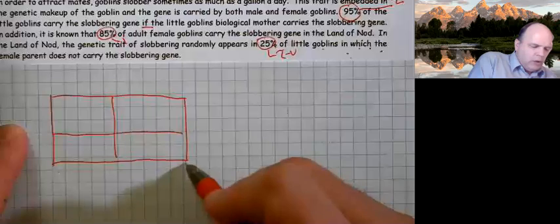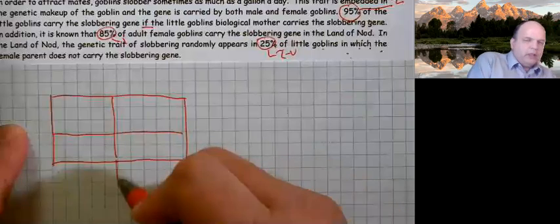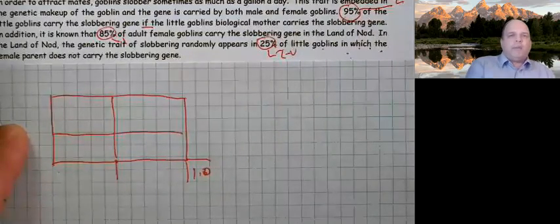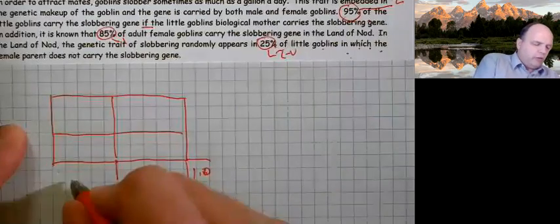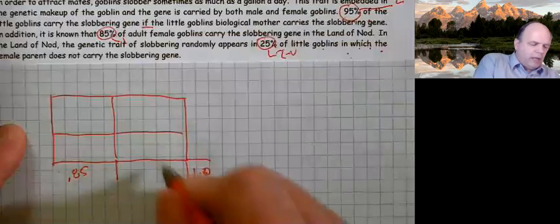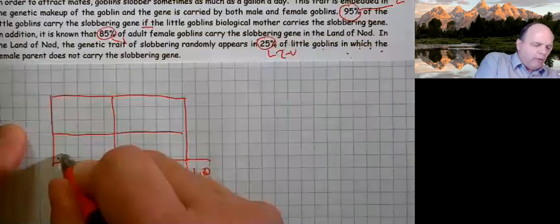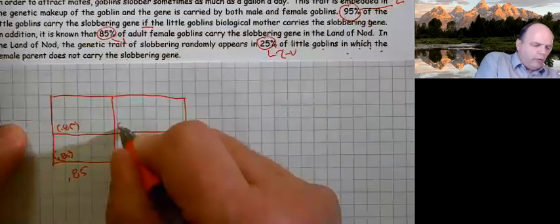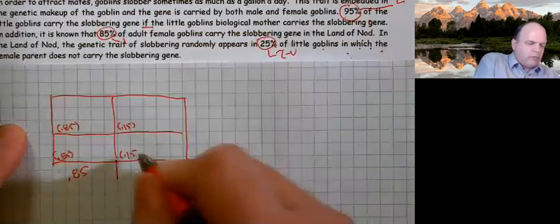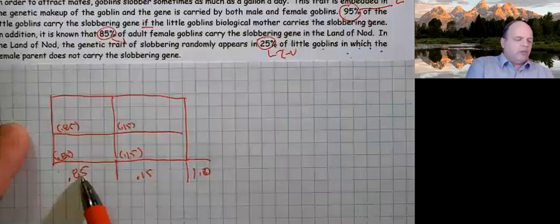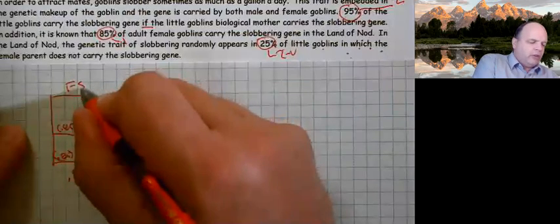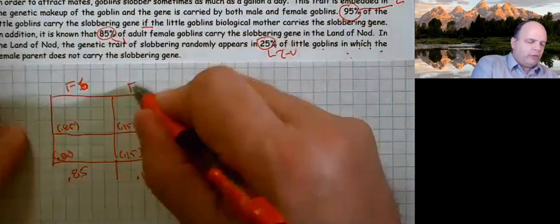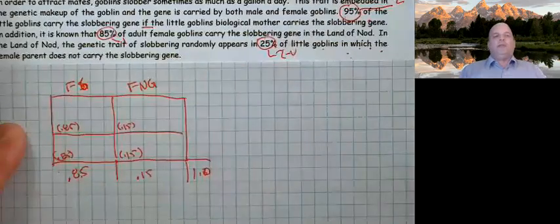I always make my window, hope I made it big enough. 1.0, it's the one number I always know. All right, so 85% of female goblins carry the slobbering gene. So this is going to be 0.85. 1 minus that is 0.15. So I can write a 0.85 here and a 0.85 here, 0.15 here, and 0.15 there. All right, so what is this? Oh, these are females carrying the gene, females with the gene. This one is females no slobbering gene, and so I'm just calling it FNG, females no gene.